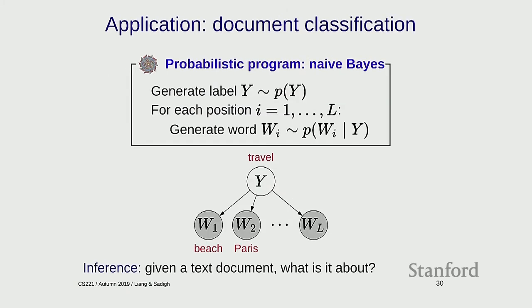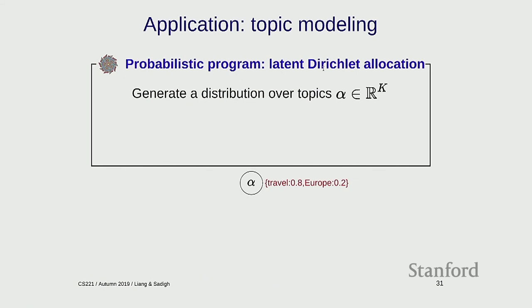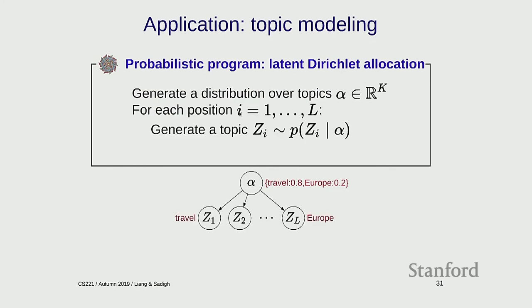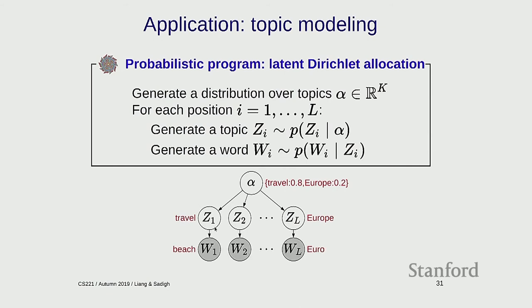Here's a fancier model of documents called latent Dirichlet allocation. So here, instead of generating a single topic, I'm going to generate a distribution over topics. This is getting a little bit meta because this random variable itself is actually a distribution, but let's not worry too much about that. So this is a distribution. And for every position, I'm going to first generate a topic, like travel or Europe. And then for that topic, I'm going to generate a word given that topic. Okay, so this allows you to model documents which talk about multiple things, for example, travel in Europe. This is also a very popular model that can be used, if you're given a collection of documents, to try to understand the latent structure inside it.